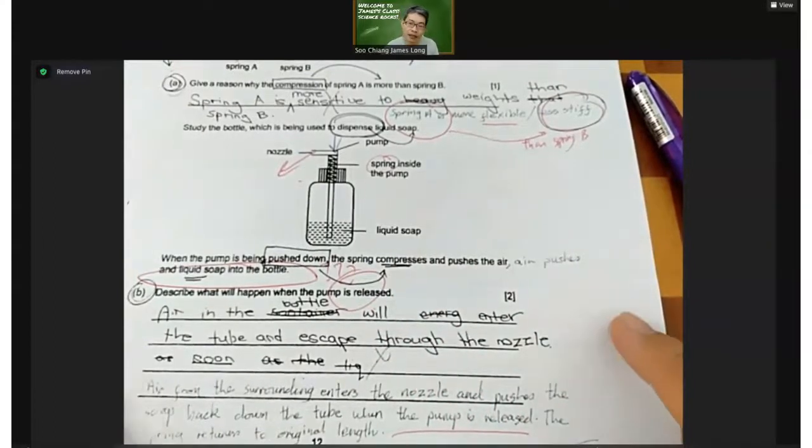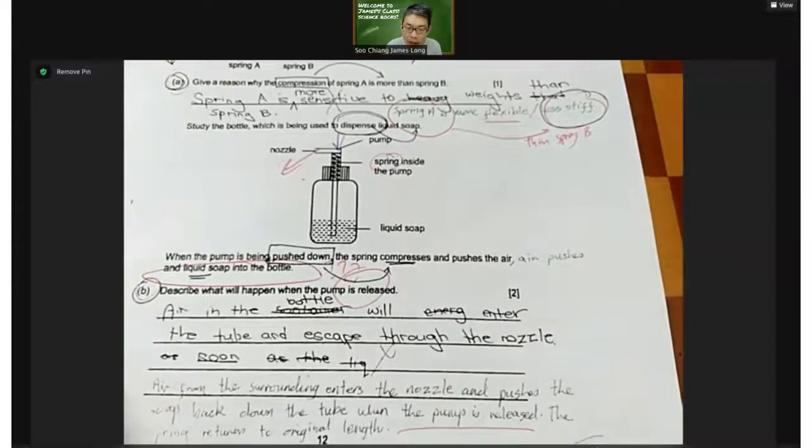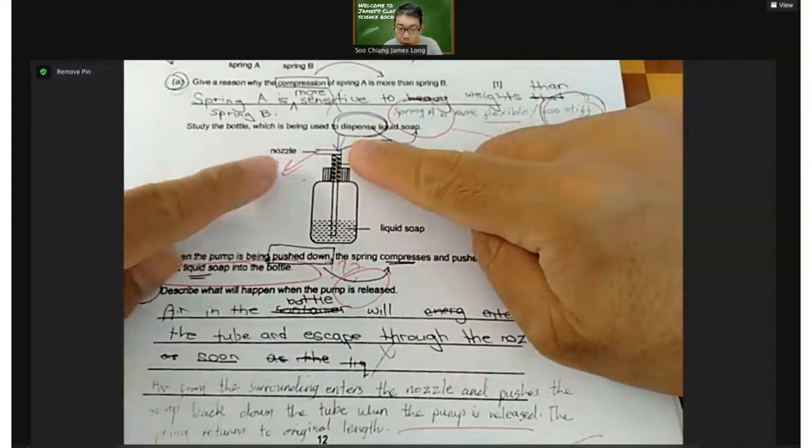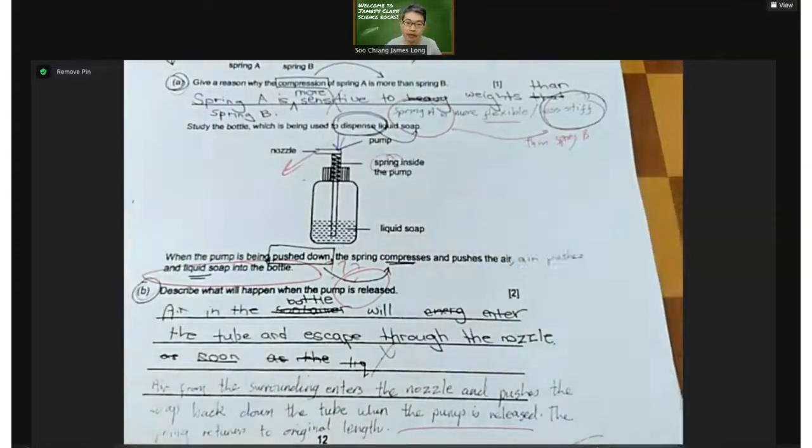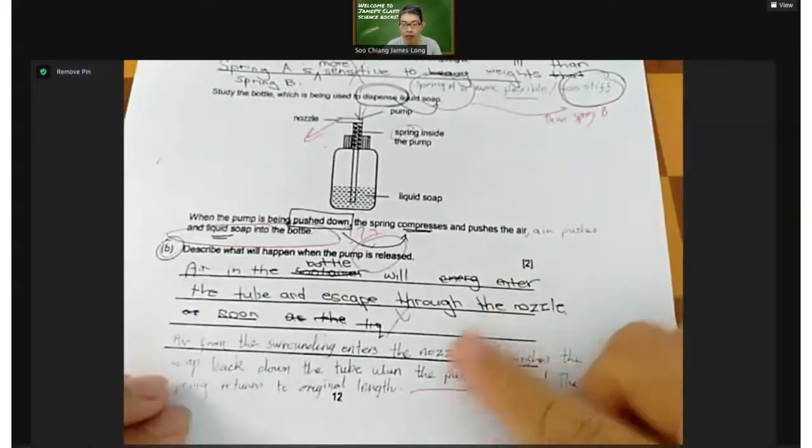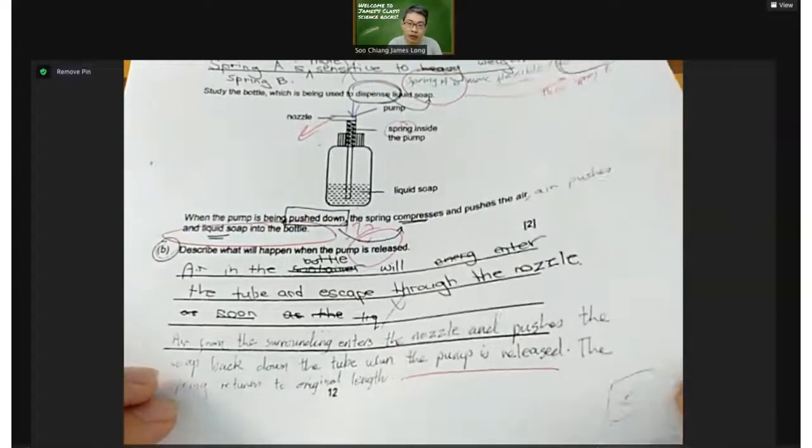I will actually ask this teacher if I have a chance, how does this work in your soap dispenser? Because it doesn't work in any of the soap dispensers I've ever used. Whenever I press down, soap will come out immediately at the same time, simultaneously. When I release, nothing comes out. Nothing comes out when I release my hand. Okay? So I do not know how to answer this question. So sorry, because it doesn't work.